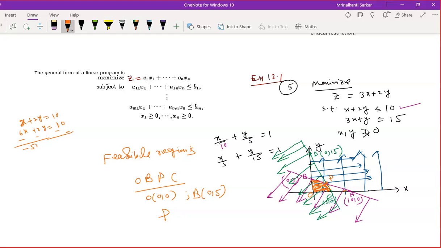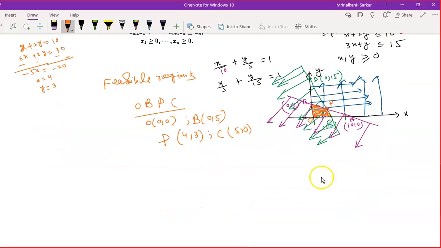So this is minus 5x, so x is 4. y is 10 minus 4, 6, so y is 3. So the point P in the graph you will find as 4, 3. This you have to get by counting. And the point C is going to be 5, 0. Remember, the maximum or minimum value will lie at these corner points only.